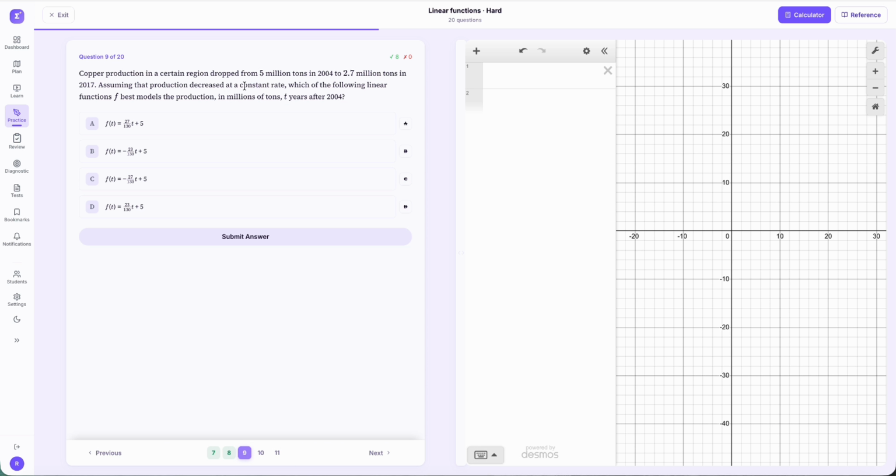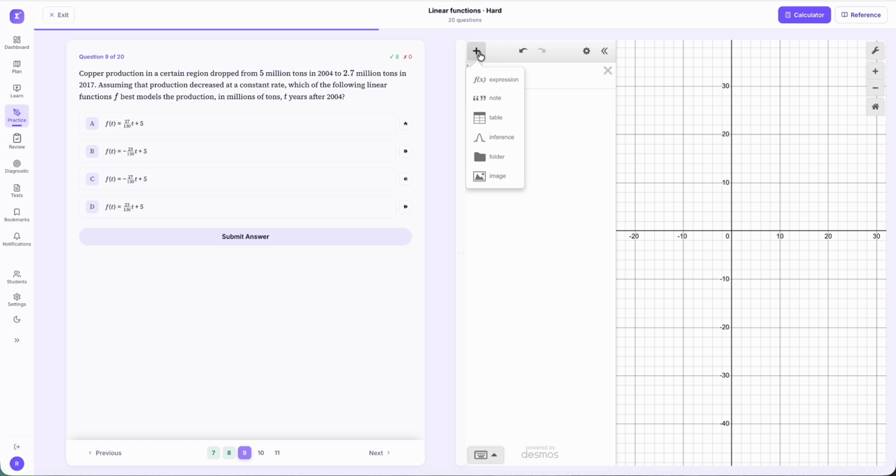Assuming that production decreased at a constant rate, which of the following linear functions best models the production in millions of tons t years after 2004? So once again, you're being asked to find an equation, right? If you just read this, and this is why it's a hard problem, they don't give you points outright. It doesn't seem like it, right? There are points, it just doesn't seem like it because it's just words, right? But if you have to come up with an equation, you have to have points, right?